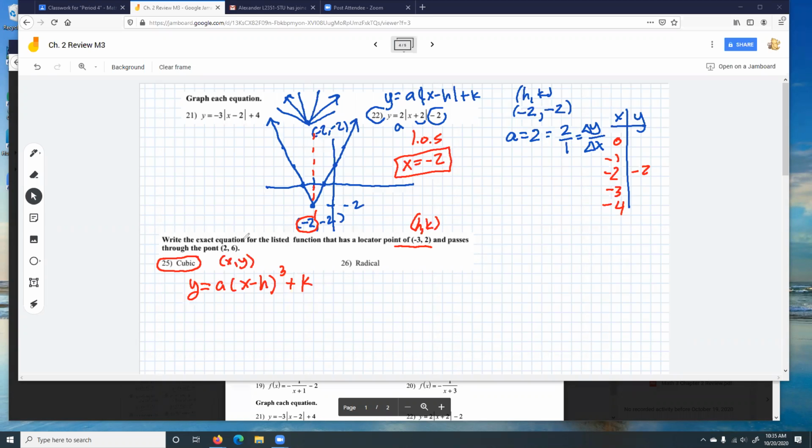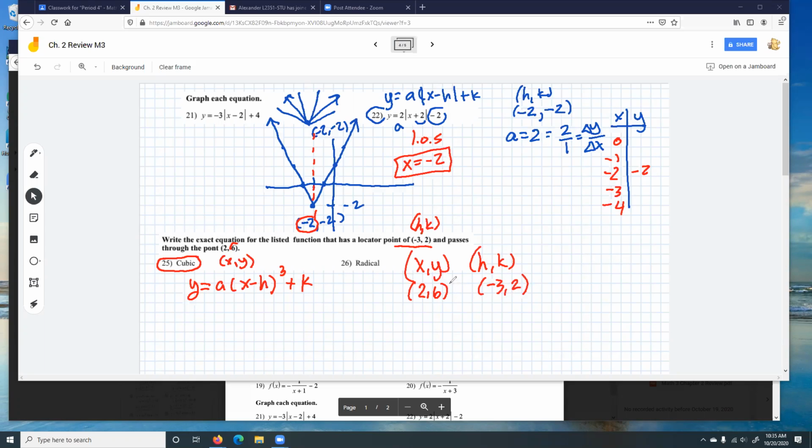So I'm going to plug in everything, X, Y, and K. I'm going to start with Y. Go ahead and write down X. Your XY is the point on the graph. So 2, 6 is a point on the graph. And then your HK is what they tell you, the locator point, -3, 2.